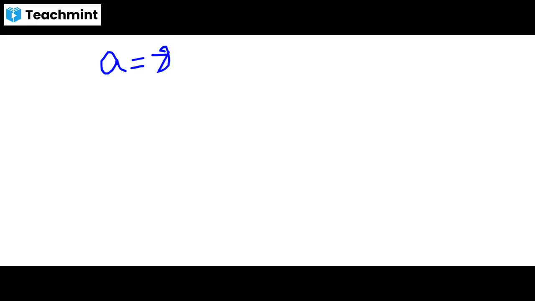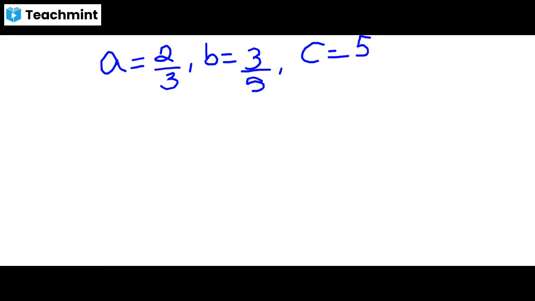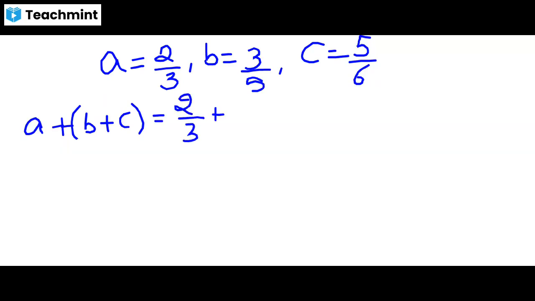We'll take A value as 2 by 3. B value we'll take as 3 by 5. C value, we'll take it as 5 by 6. Now, first one, you should find out what is A plus of B plus C. That is 2 by 3 plus 3 by 5 plus 5 by 6. Here if you observe BODMAS rule, whatever is given inside the brackets, that you should simplify first.